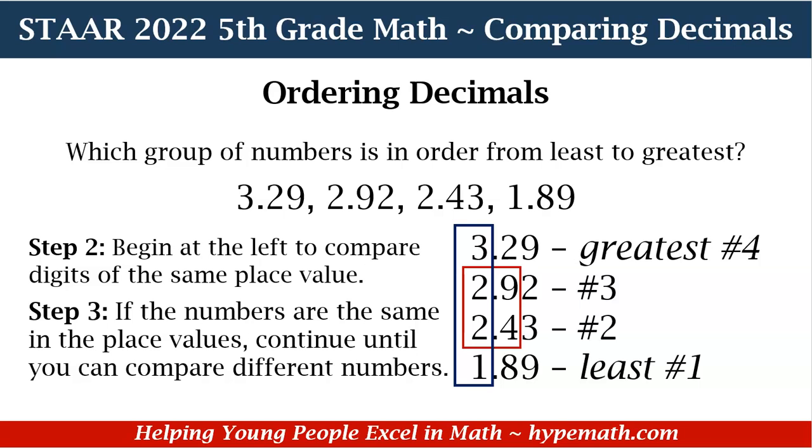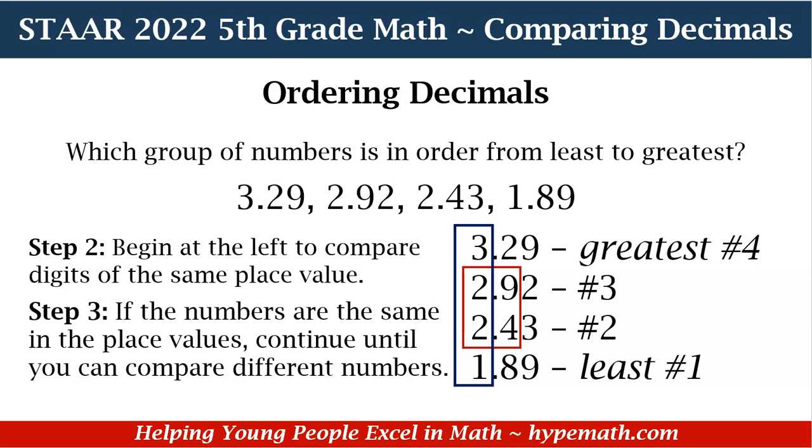Well, in the ones place, both of them are 2, so now we need to move to the tenths place. One number, 2.92, has a 9 in the tenths place, and 2.43 has a 4 in the tenths place. Since we're ordering from least to greatest, which is the smaller of those numbers? Is it 4 or is it 9? Well, we know that it's 4, and that is 2.43. That is our second number, and 2.92 is our third number.